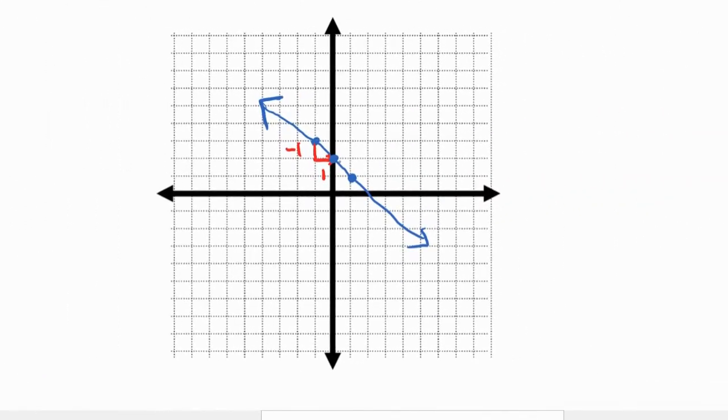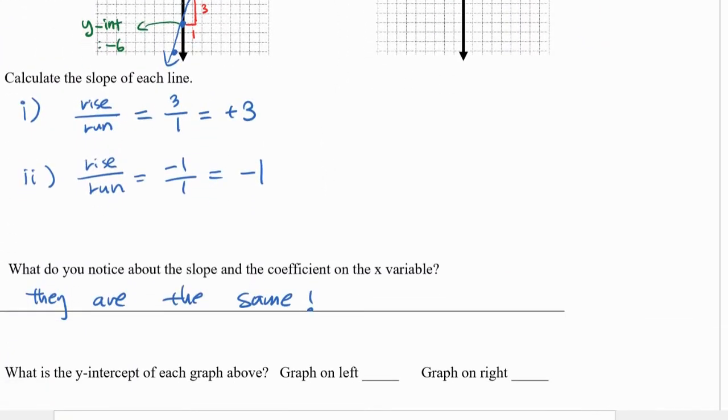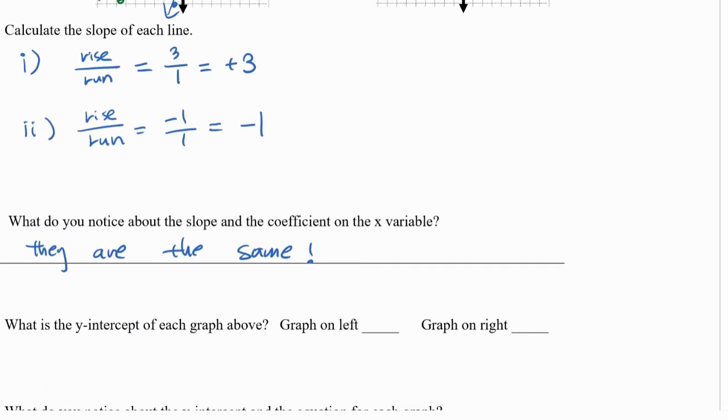What about this one? The y-intercept is positive 2. Okay? So the y-intercept of the graph on the left is negative 6. Write it down. The y-intercept of the graph on the right is 2, positive 2.